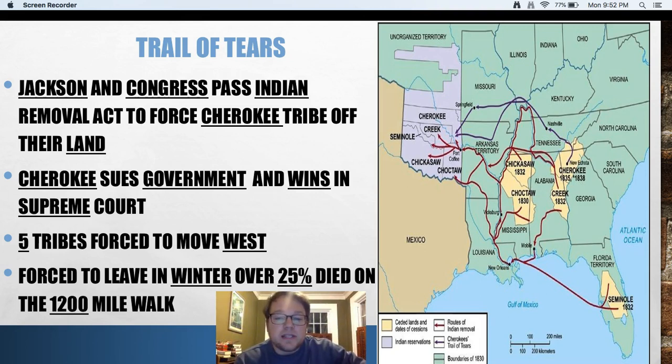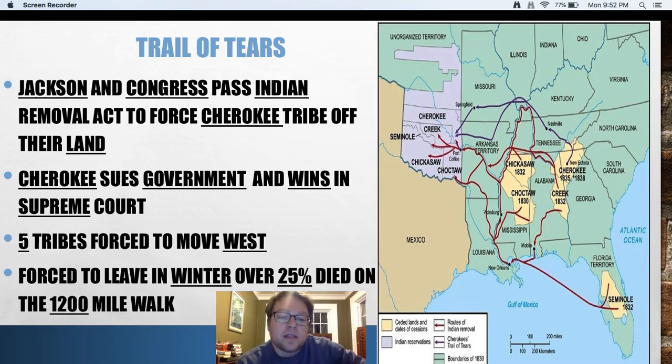The Cherokees at this point are much, much more American than they are Native American. They dress like Americans. They live in towns. They live in houses. They have their own businesses. They have their own lawyers. They have their own alphabet and newspapers and things like that. They've really become Americanized.